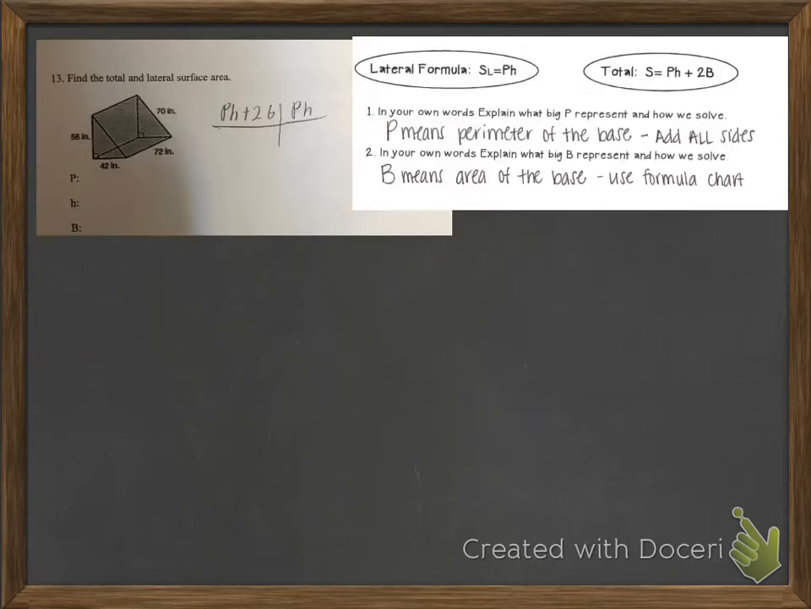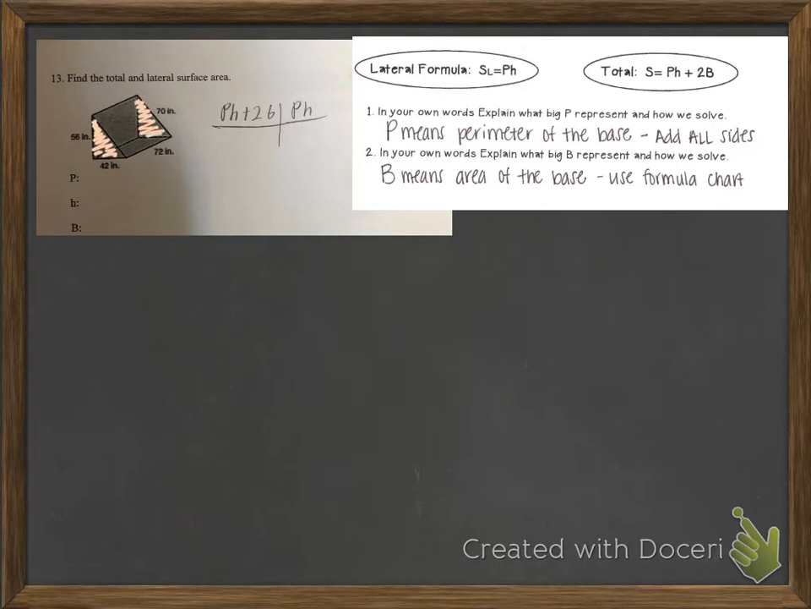Okay, so for number 13, you want total and lateral surface area. So let's look at P first. So remember, in a triangular prism, the triangles are your bases. So this is your base and this is your base right here.